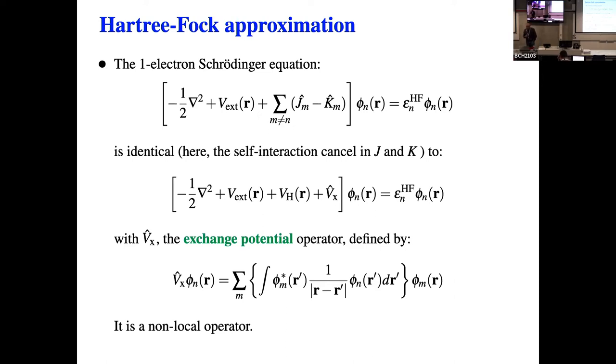If we now want to make the connection with the Hartree term that we had before, we can introduce the Hartree potential as before and the exchange potential defined in this way. In this case, the two expressions are exactly the same, because when you set M equal to N, the term that appears in the Hartree potential is exactly canceled by this term here. So there is no self-interaction in this case. The price we have to pay is that we have now introduced an operator that is non-local: when it acts on phi N at R, it requires phi N at R prime.